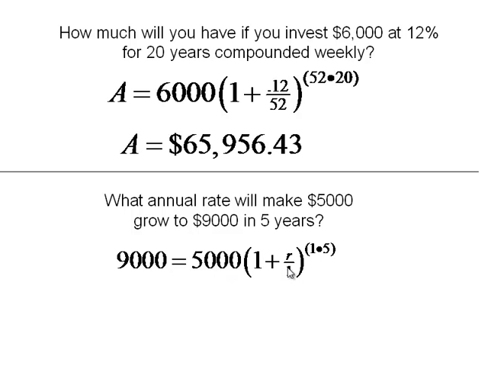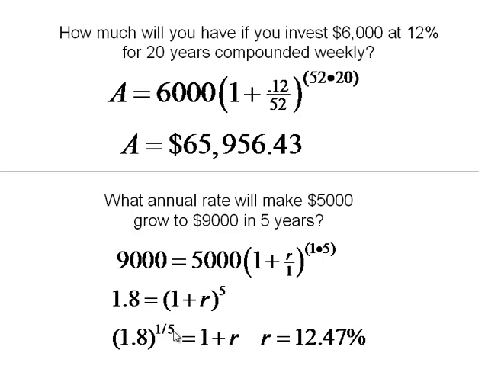Okay, the first thing we need to do if we're solving for r is move this 5,000 over. So 9,000 divided by 5,000 should be 1.8. Then you get 1 plus r to the 5th power. Then we need to move this 5th power by taking a 5th root, which is a 1/5 power. If you type that in your calculator, you should get 1.1247. When you subtract 1, your final answer is 12.47%. So that's exponential equations and some applications.